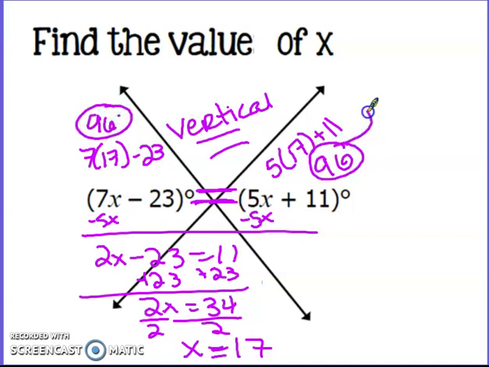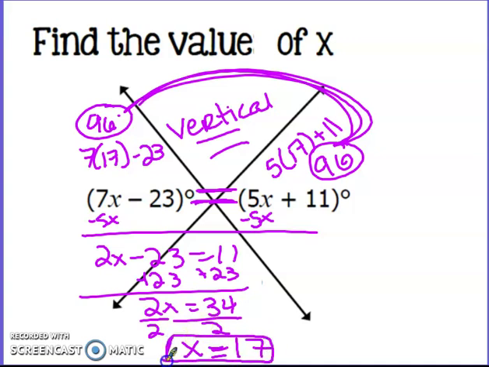And that's important because vertical angles are congruent. When you plug your x value back in, you need to make sure they are congruent. That worked. So we know that our value of x is 17. And so your answer is 17 since it didn't ask you to solve for any additional angles.